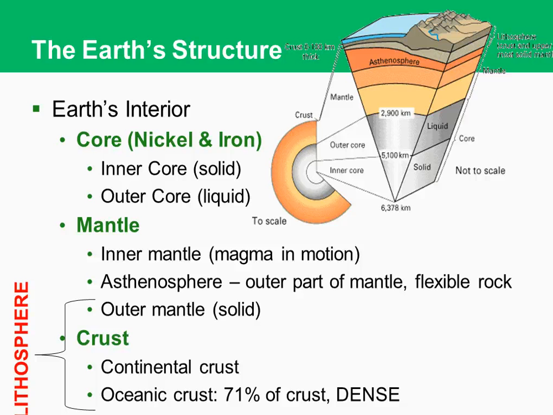The Earth structure, this is a nice little cross section of what the Earth structure looks like. But basically what happened was that the Earth, when it was formed, after it cooled, it separated into these zones. And you have the core, which is made of primarily nickel and iron. The inner core is solid, the outer core is liquid. You have the mantle, and the inner mantle is, they say, magma in motion. So therefore it is more of a liquid.